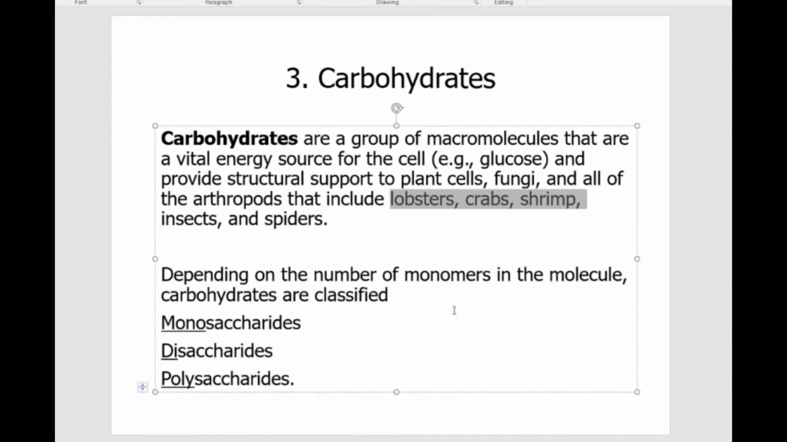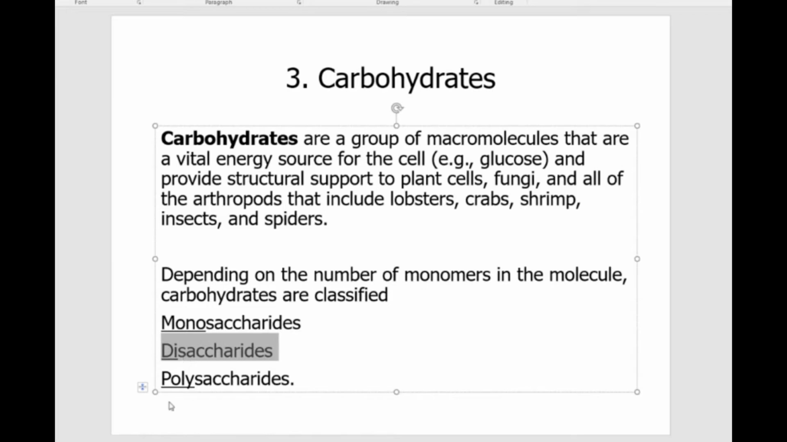Depending on the number of monomers in a particular carbohydrate molecule, we can classify this class into three categories. Monosaccharides: mono means one, saccharide means sugar. So this group of carbohydrates have only one subunit, one monomer. They themselves are monomers. Disaccharide, you can guess, is two monomers linked together. Di means two, so you have two sugar units linked together.